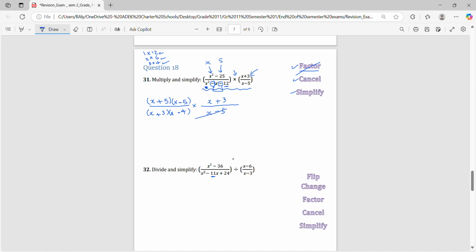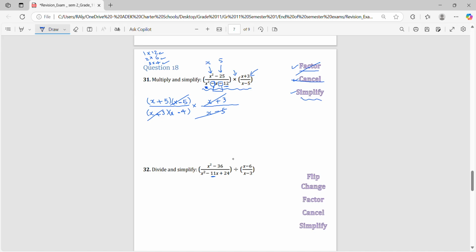I see x minus 5 and x minus 5, one in the numerator and one in the denominator. Please just cancel the common factors between the numerator and the denominator if you see any. Then go to the other factors. I see x plus 3 up and x plus 3 down, so we can cancel them out. So the second step is done.